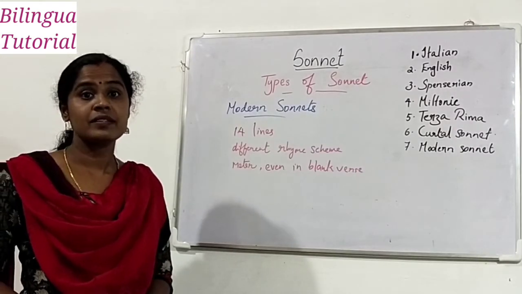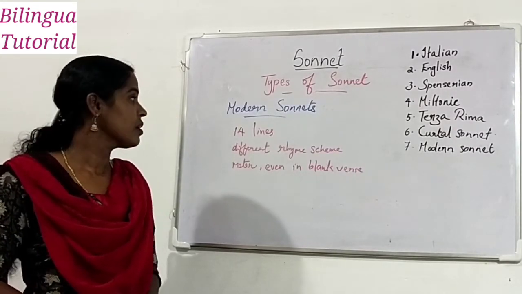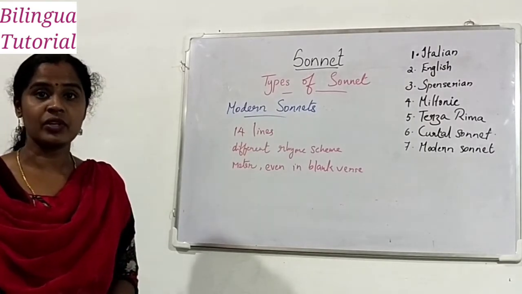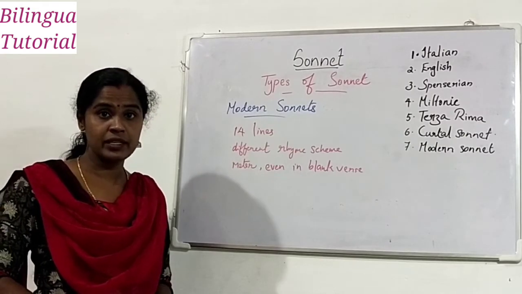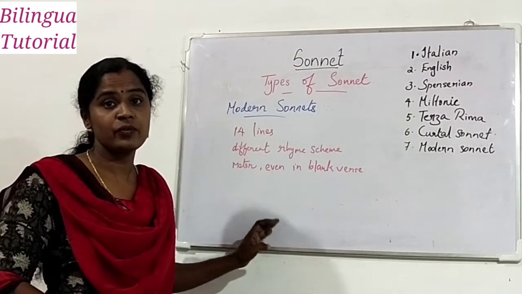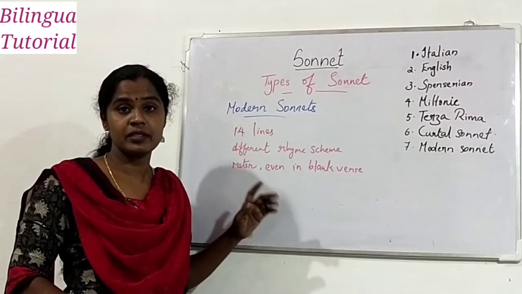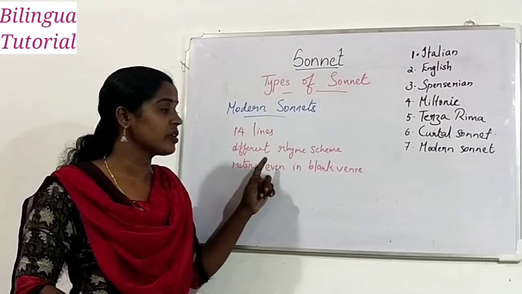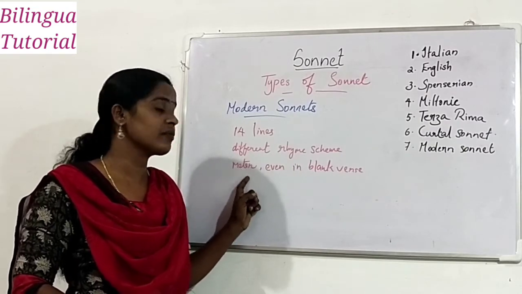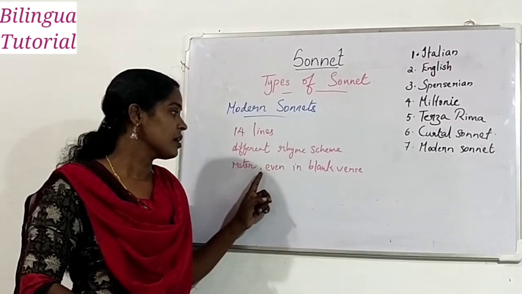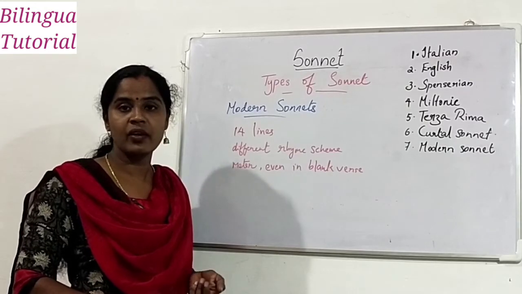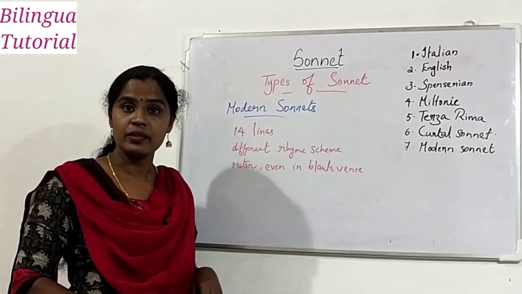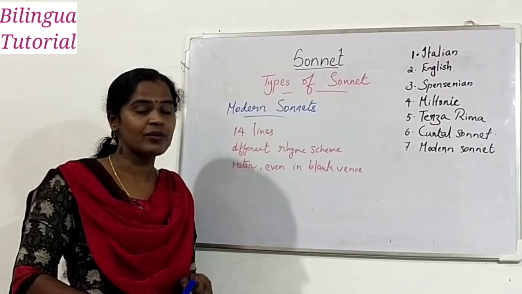Okay, we have to discuss modern sonnets. While discussing modern sonnets, we must say that nowadays the structure of sonnets has changed, and any poem with 14 lines can be considered a sonnet in this modern age. People started writing with different rhyme schemes and even different meters, and even in blank verse they are writing sonnets. So these are the peculiarities of modern sonnets. So that's all about sonnets.